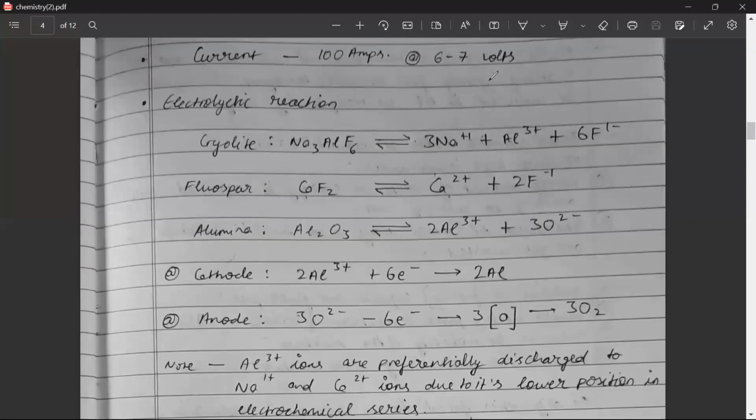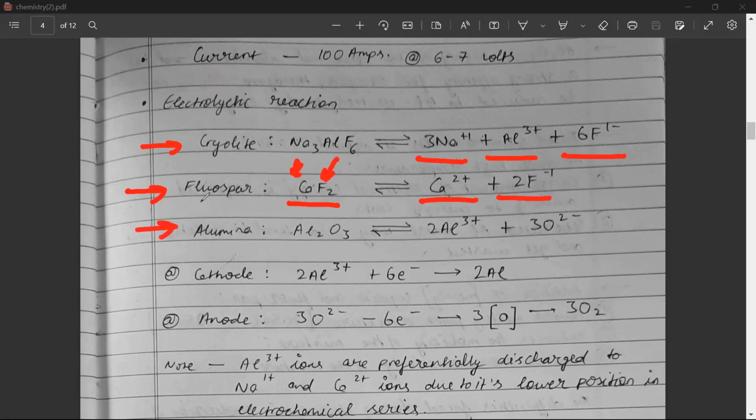Electrolytic reaction. So what are the electrolytic reactions that are taking place inside the entire electrolytic cell? You have cryolite, which ionizes into sodium, aluminium and fluorine ions. Then you have fluorspar, whose chemical formula is CaF2, which gives calcium and fluorine ions, and then you finally have alumina, Al2O3, pure alumina. And note, all of these are reversible reactions.